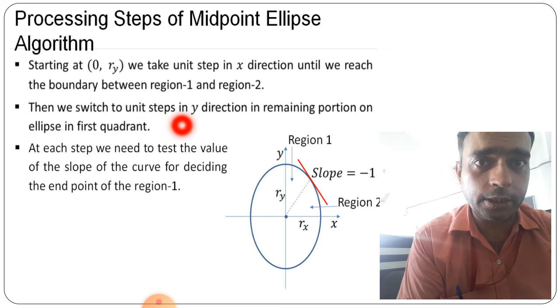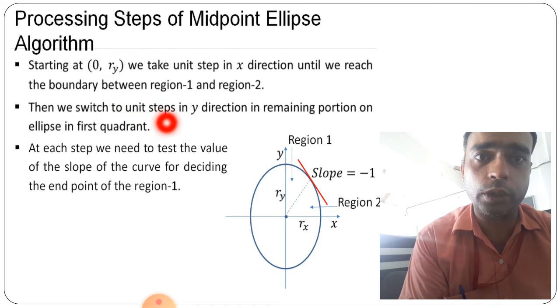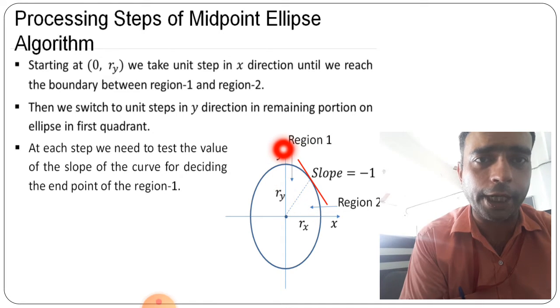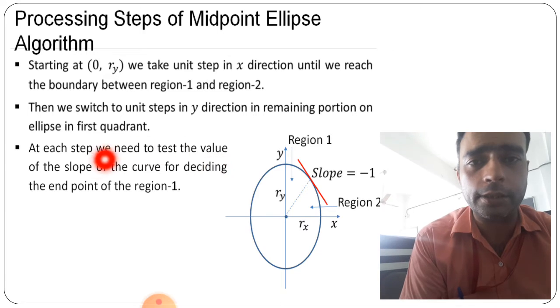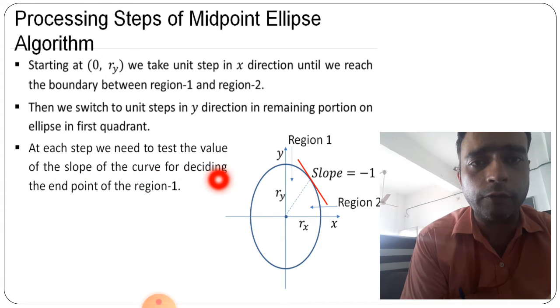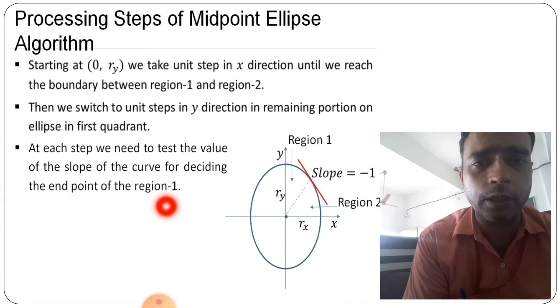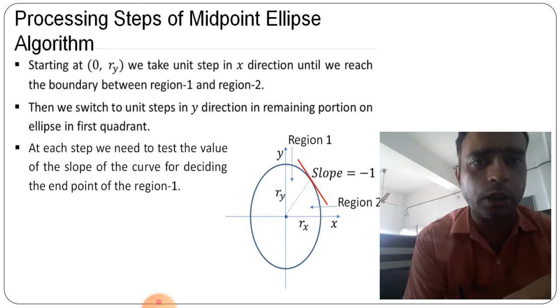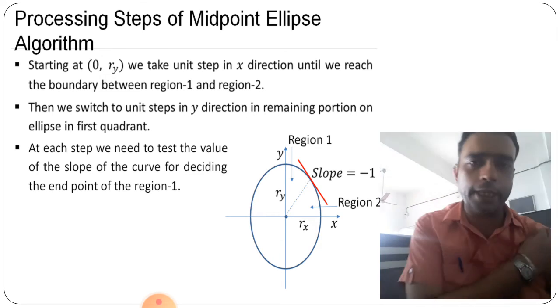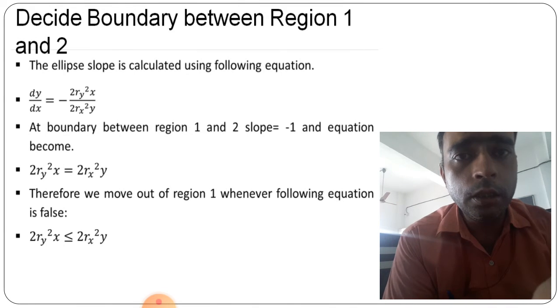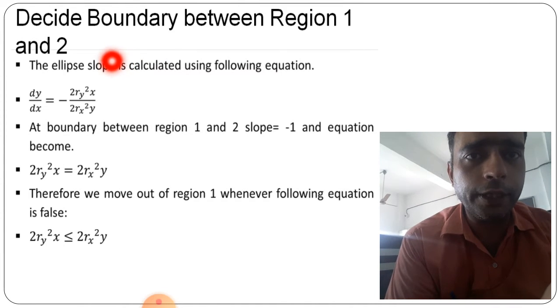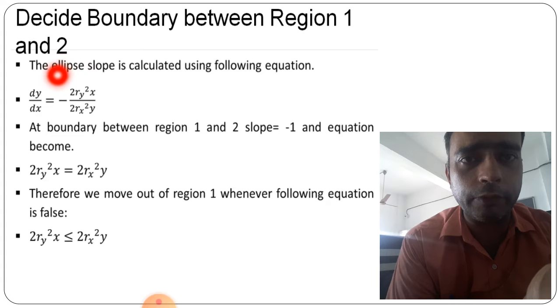So here we switch to the unit steps in y direction, this is the y direction. So at each step we need to test the value of the slope of the curve for deciding the endpoint of the region, whether it is equal to -1 or not. तो -1 है या नहीं है वो चेक करने के लिए हम लोग कैलकुलेट कर रहे हैं. So here now we have to decide the boundary between the region 1 and region 2.